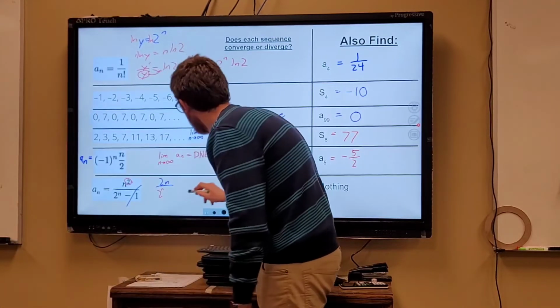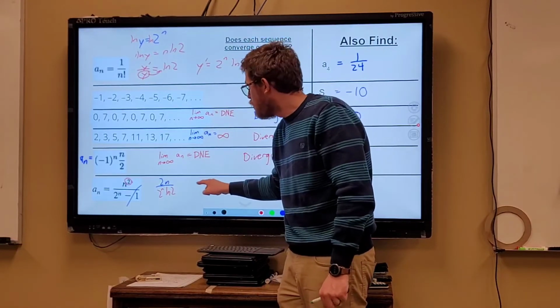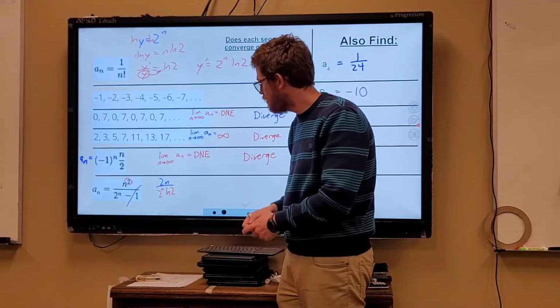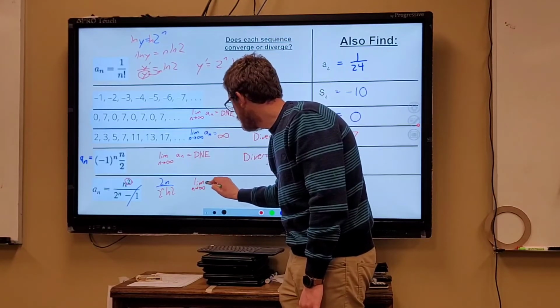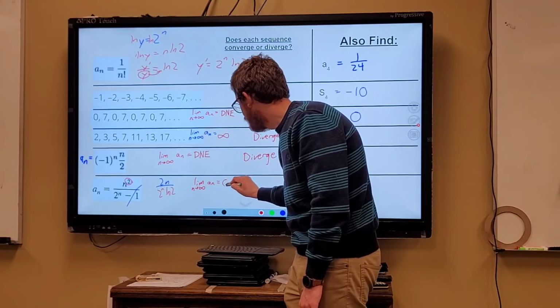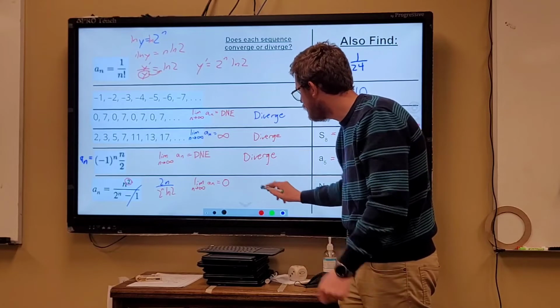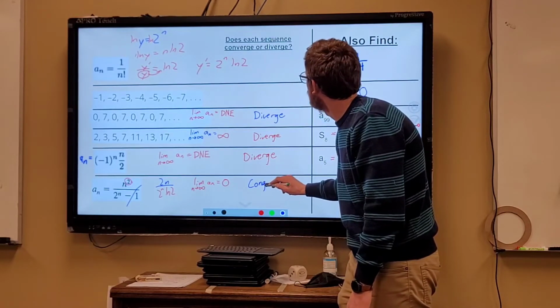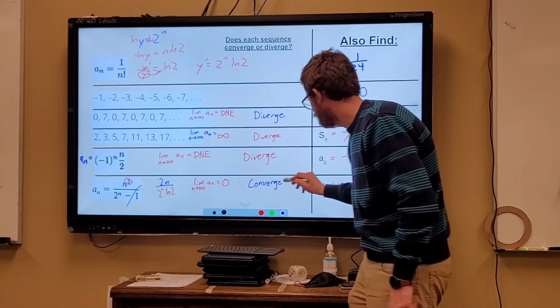You can imagine what would happen as we take a derivative again. We would then just have 2 on the top, but we would still have 2 to the nth power on the bottom. 2 to the nth power wins out. Our limit as n approaches infinity of a sub n is 0, and because 0 is constant, that means it converges.